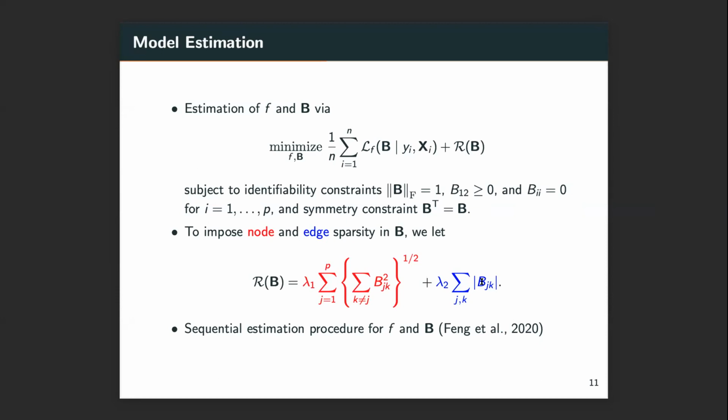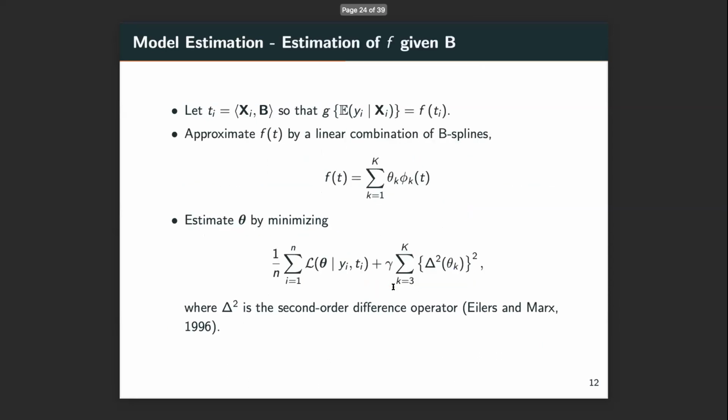In single index models, it's more common to estimate f and B sequentially, just because it's hard to optimize f and B at the same time. Lu and Eric Chi have a paper with one of their previous students, Brian, in which they have a single index model for multivariate responses, and they perform this kind of sequential estimation procedure. Our algorithm is inspired by that work. So we'll talk about those sequential estimations.